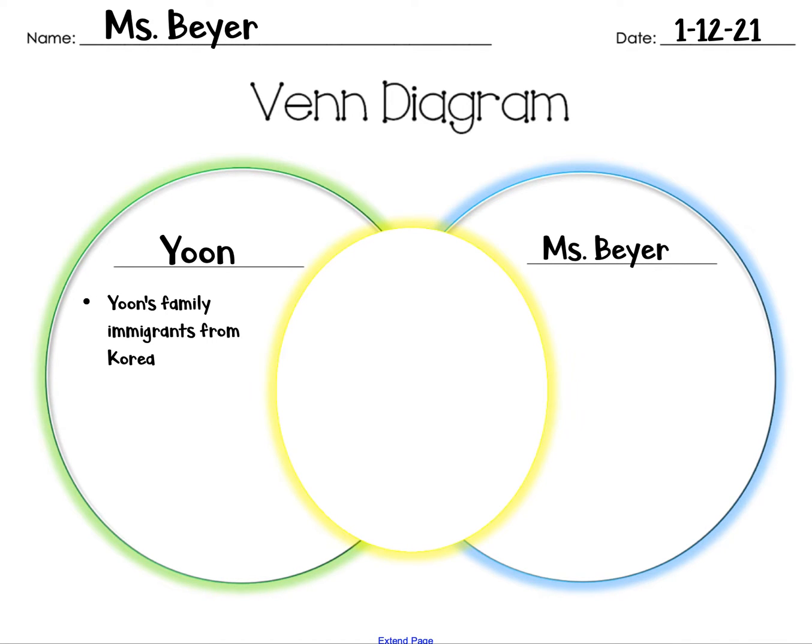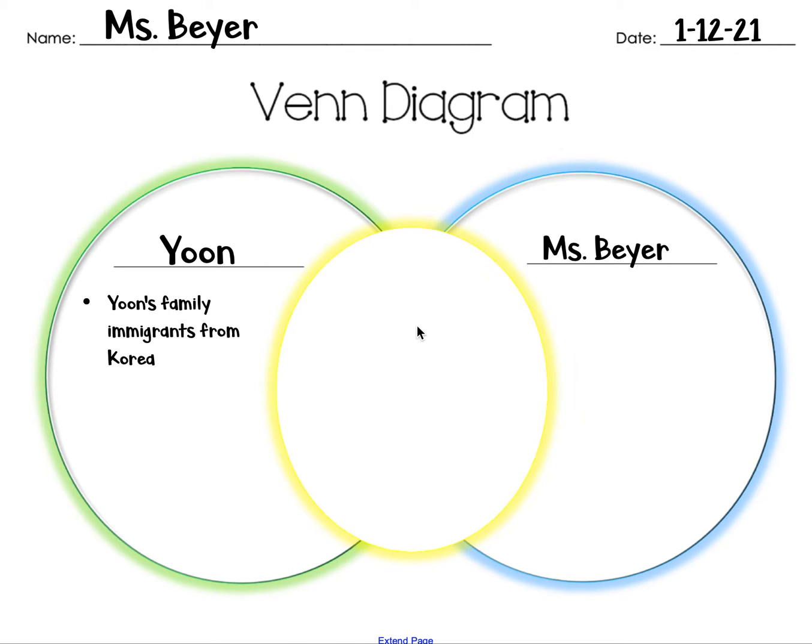Yoon's family immigrates from Korea. My family didn't immigrate from Korea, but if your family immigrated from Korea, which circle do you think it would go in? Absolutely, it's going to go in this yellow circle here. This is where all of our similarities are going to go.